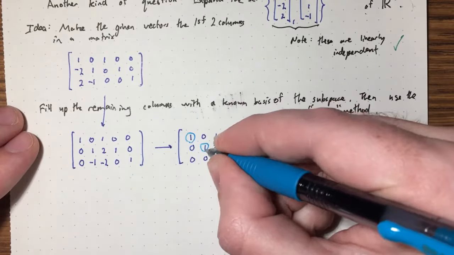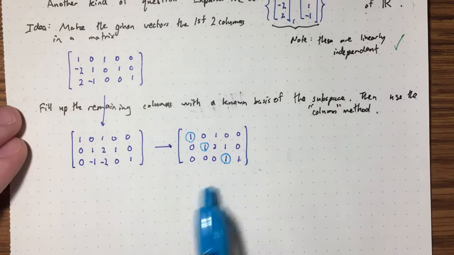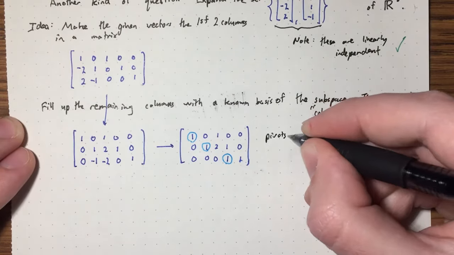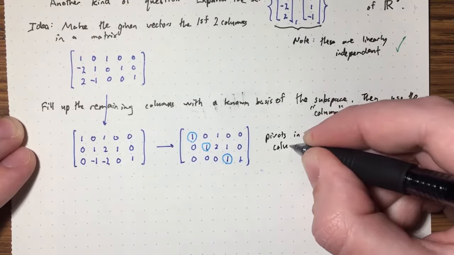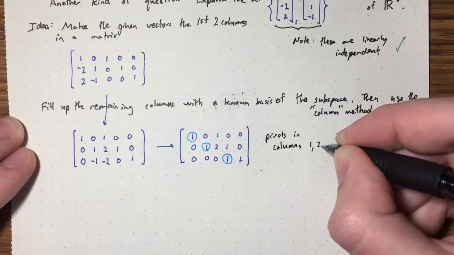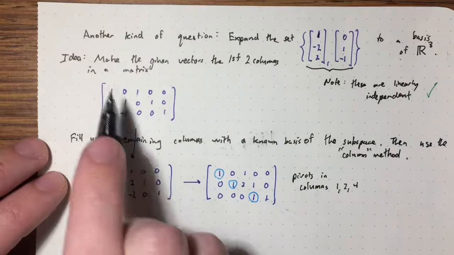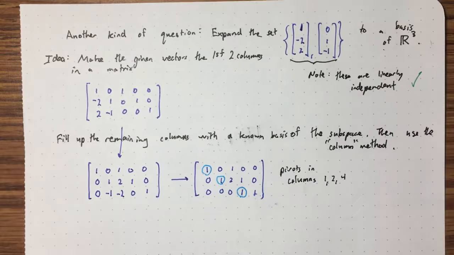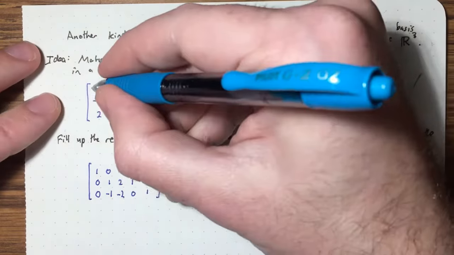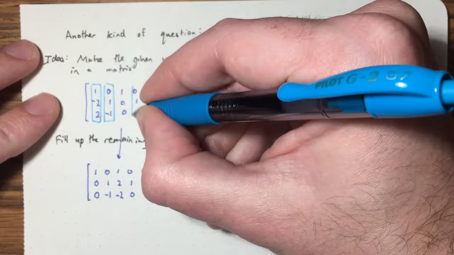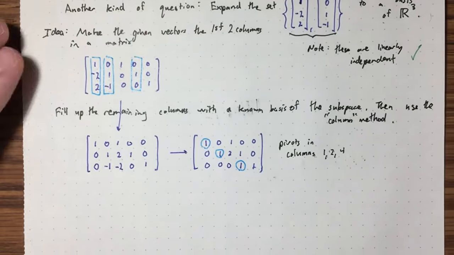We have a pivot there, and a pivot there. What does that tell us? So we have pivots in columns 1, 2, and 4. Do we take these 3 vectors? No, we go back to the matrix we started with, and we take these vectors: column 1, column 2, and column 4. Okay?